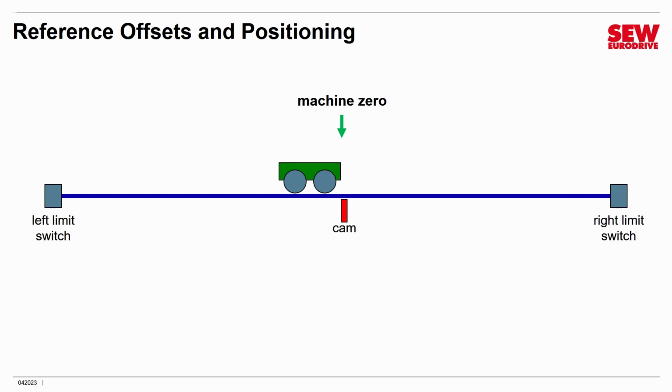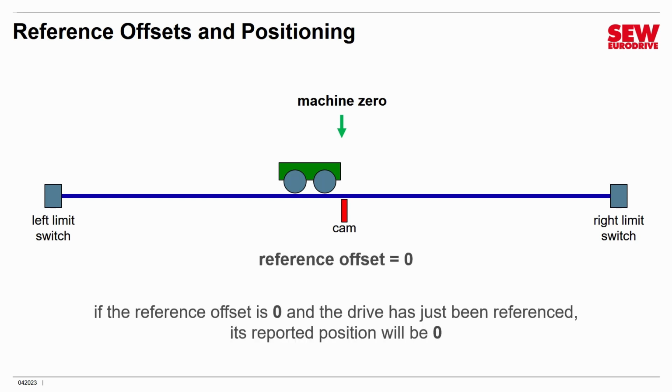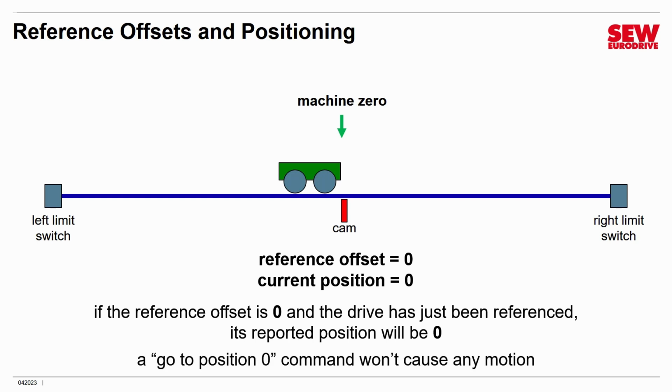All right, now let's talk about how offsets affect positioning. Let's start with the simpler application where machine zero is in the same location as the sensor, in this case in the middle of the travel range. So we set our reference offset to zero. Now, if the reference offset is zero and we have just referenced the drive, the reported position will be zero. It will be saying, I am at zero. And if I issue a go to position zero command, the drive won't move. It will say, I'm not going to move. I'm already sitting at zero. Pretty simple. This is probably the way many applications will work.